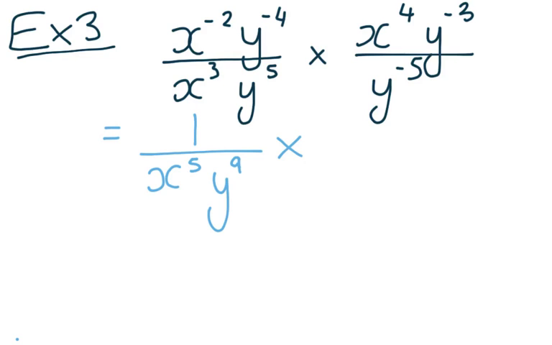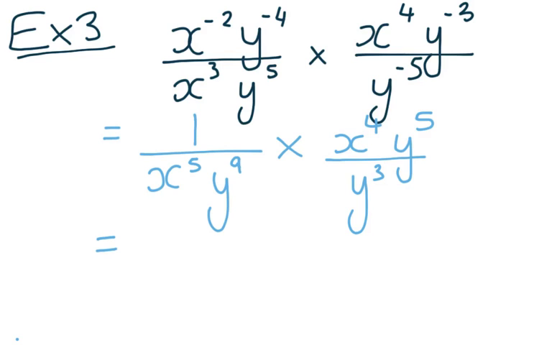Then we do the same to the other side. So the x to the power of 4 is going to stay where it is. And then the y to the power of -5 has to go to the top, and the y to the power of -3 has to come to the bottom. And notice I've made them both positive because I've shifted them from bottom to top and then top to bottom.